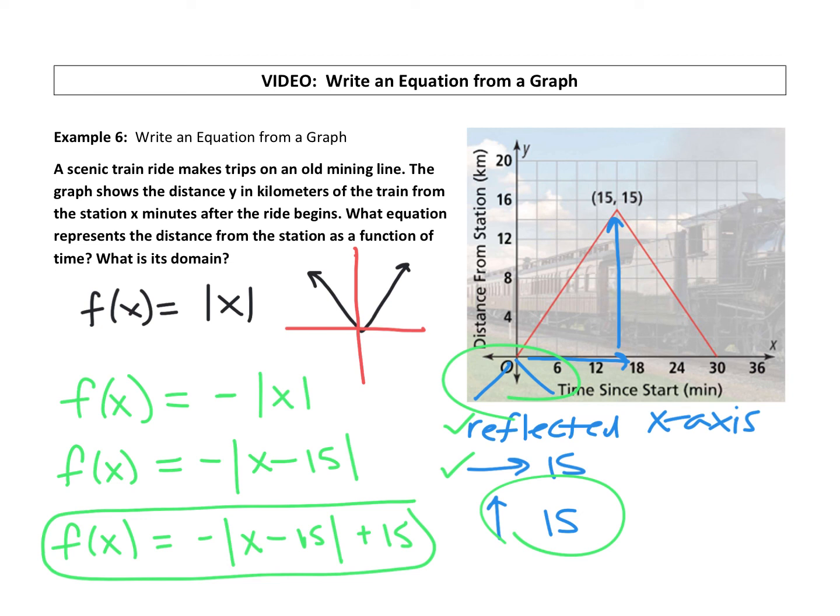And then what is the domain? We can see in our new graph, our domain starts at 0 and goes all the way to 30 with your x's. So your domain is just going to be from 0 to 30, and we are including those endpoints, so we put brackets. There you go.